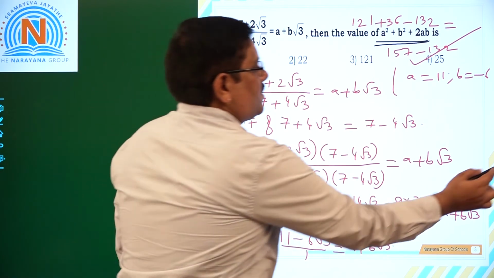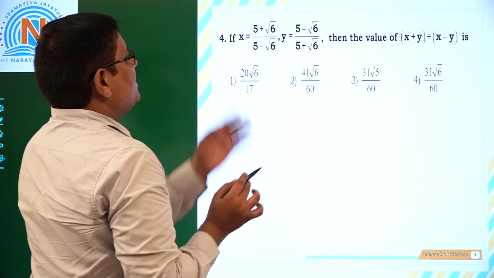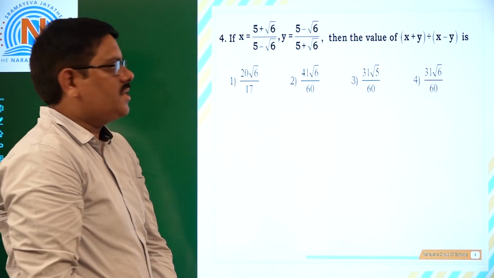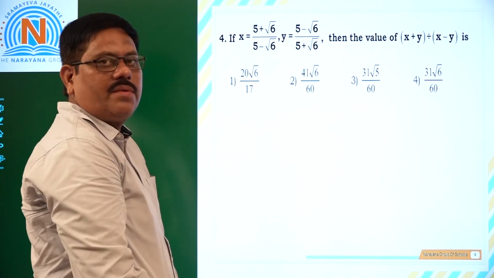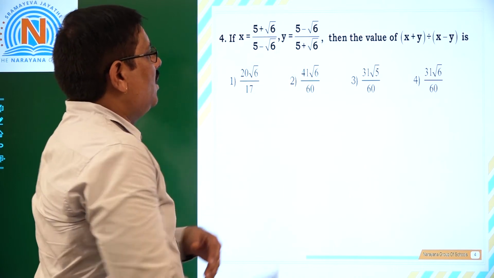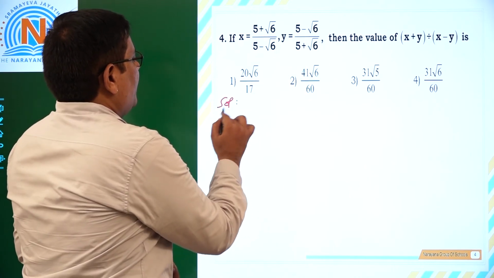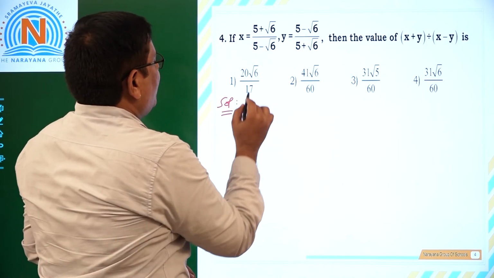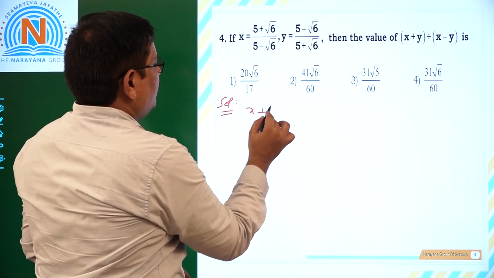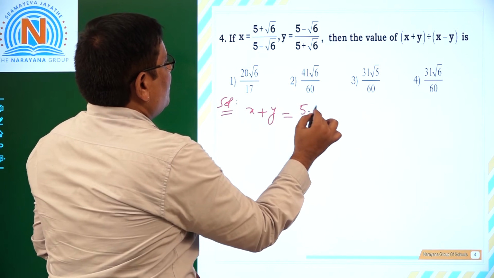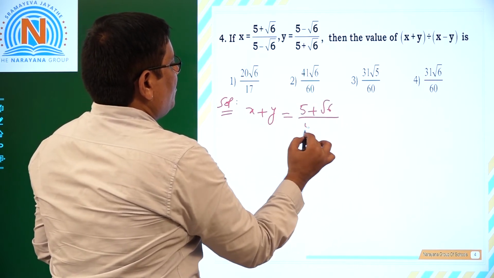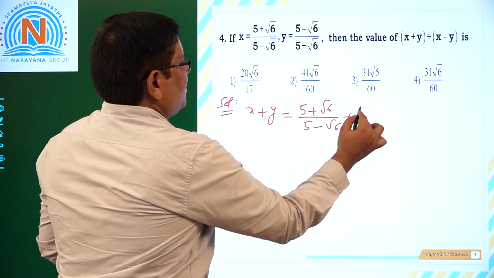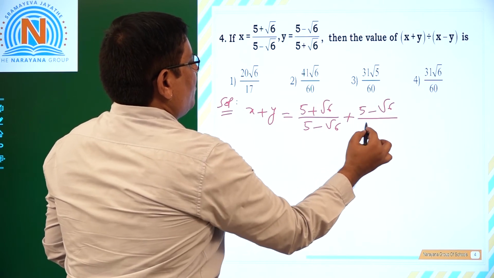Okay, now we will move to the next question. If x is (5 + √6)/(5 - √6) and y is (5 - √6)/(5 + √6), then find the value of (x + y)/(x - y). Anyway, we will see that later. First, let us try to find x + y. x + y is (5 + √6)/(5 - √6) + (5 - √6)/(5 + √6).